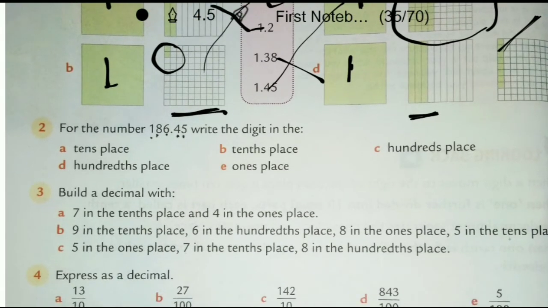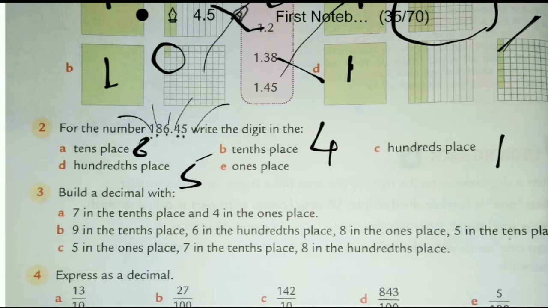See, next question. In this next question, only we have to write the place value. See, before decimal, when your number goes to the left side, it means ones, tens and hundreds, and this side tenth and hundredth. Tens place is 8. Tenth place is 4. Hundreds place is 1. Hundredth place is 5. And ones place is 6. Like this we have to write all the numbers.